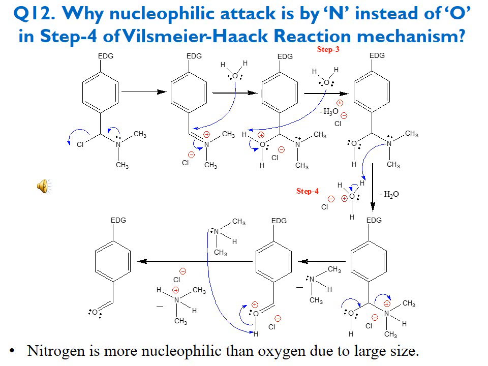Another simple question from this Vilsmeier-Haack reaction mechanism, in the marked step 4, is that here you can see the attack is from the lone pair of nitrogen instead of the lone pair of oxygen of the hydroxy group. So we simply compare the nucleophilicity of nitrogen and oxygen, and we already know that nitrogen is more nucleophilic due to its larger size as compared to oxygen and less nuclear charge.